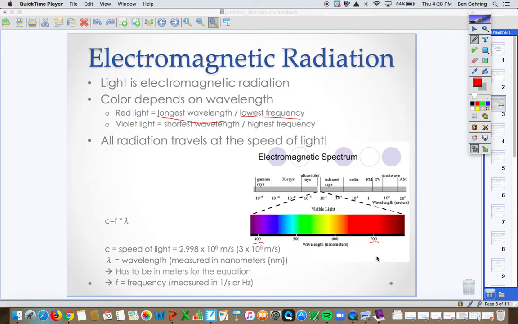Now, while these are different colors with different frequencies and wavelengths, they all travel at the speed of light, which if you think back is 2.998 times 10 to the 8th meters per second, or for our equation is going to be 3 times 10 to the 8th meters per second. A lot of times I'm going to give you wavelength in nanometers, so you have to convert that to meters for the equation. Very important you have that in meters. And frequency is always going to be in hertz or 1 over seconds. And we'll do some practice with that today.